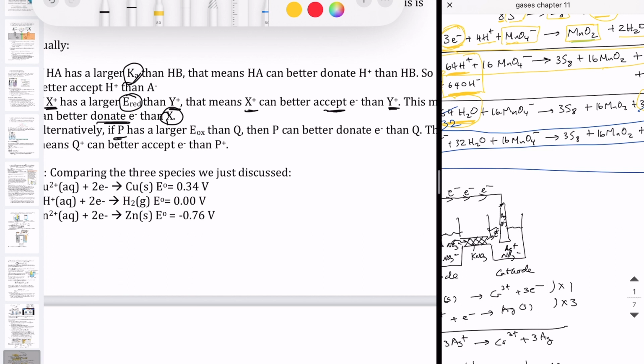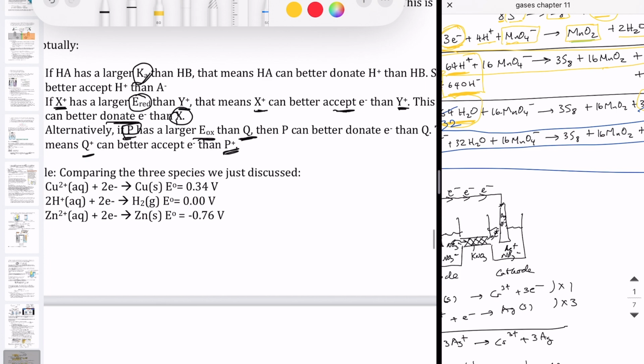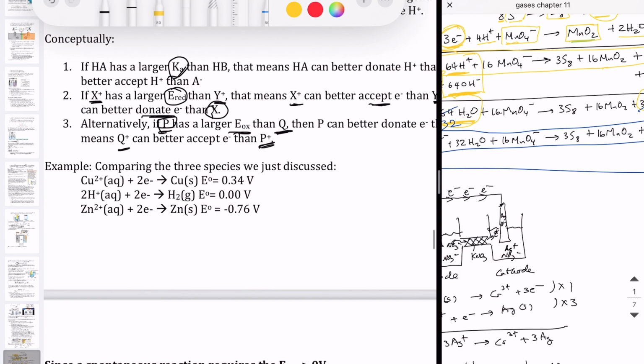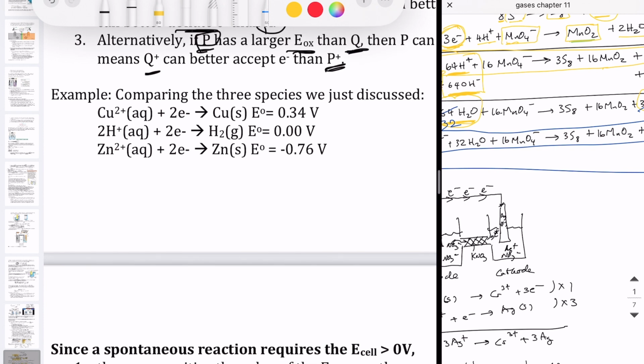Alternatively, if P, compared to Q, has a larger oxidation potential, what that means is P is better at donating electrons than Q. So the opposite species, the ion species, P plus and Q plus, in this case Q plus is going to be a better electron acceptor than P plus. So let's take a look back at the three species that we've been looking at again and again. We know the three reactions here. They're all reduction reactions, you can see that: copper, hydrogen, and then zinc.